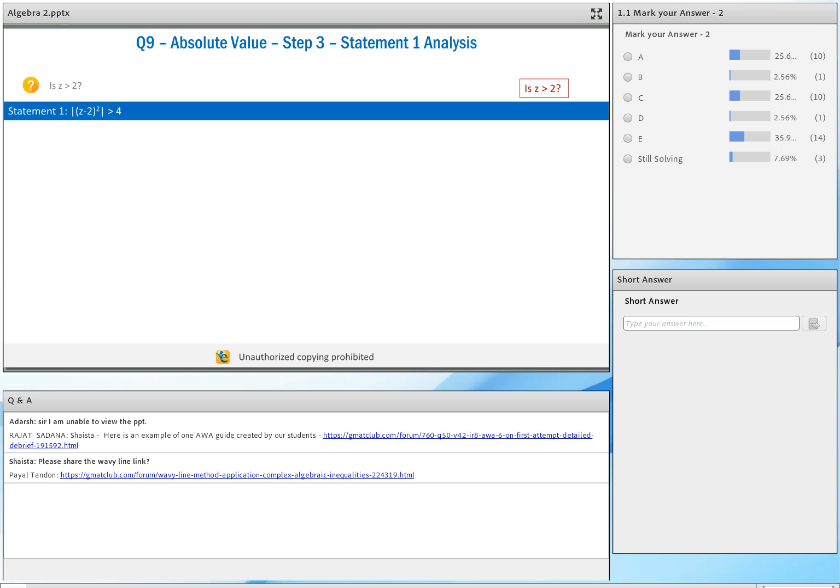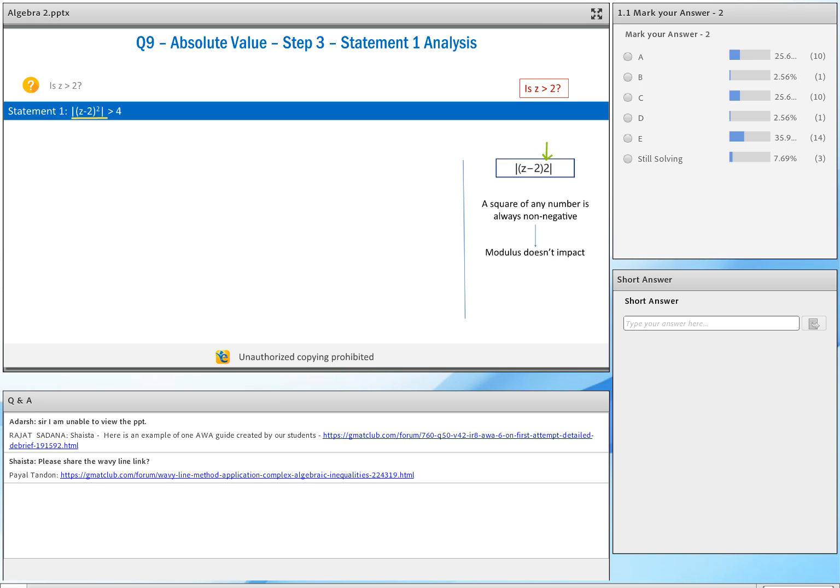Statement 1 tells us that mod of (z minus 2) whole square is greater than 4. Now tell me, what comes out of that? Essentially, this 2 is over here square, so apologize for the little font mess up here. Square of any number is always non-negative, right? So the modulus doesn't have any impact on this inequality. Do you all agree with that? Yes, mod of this number is not required at all.